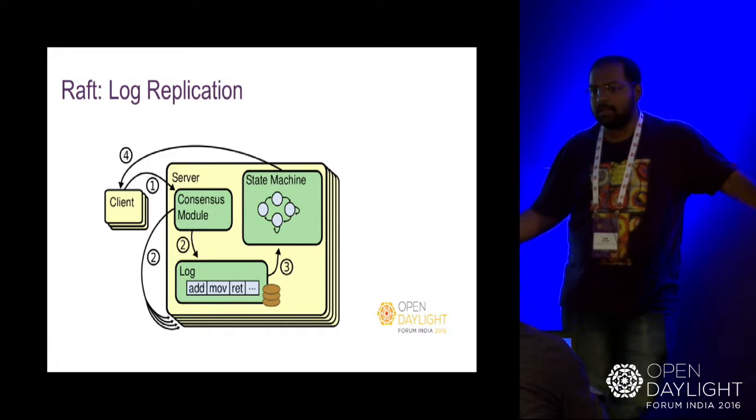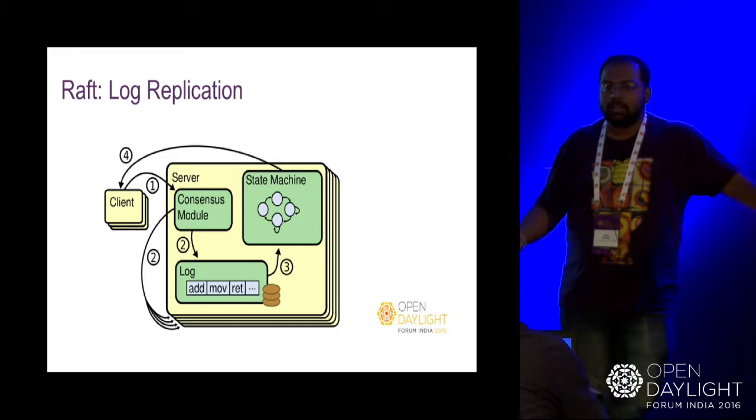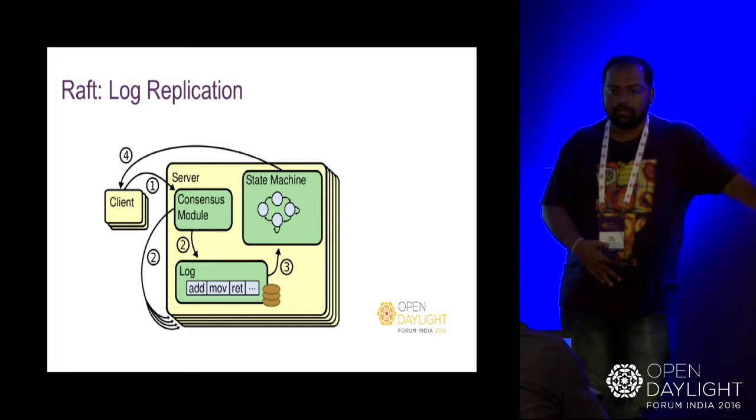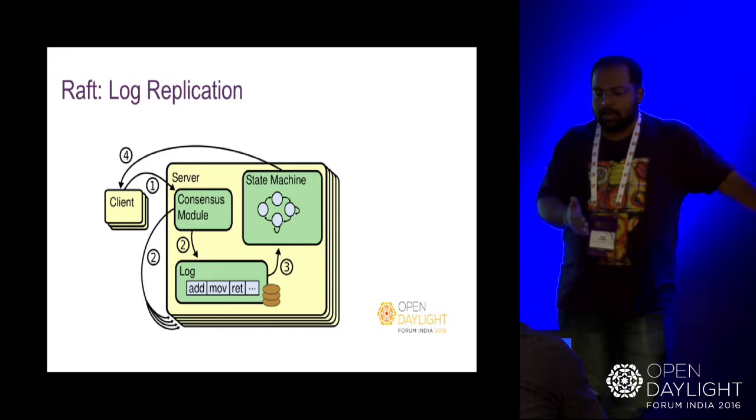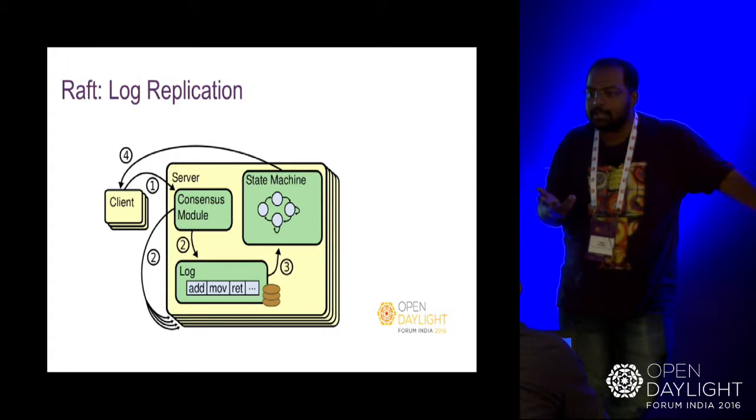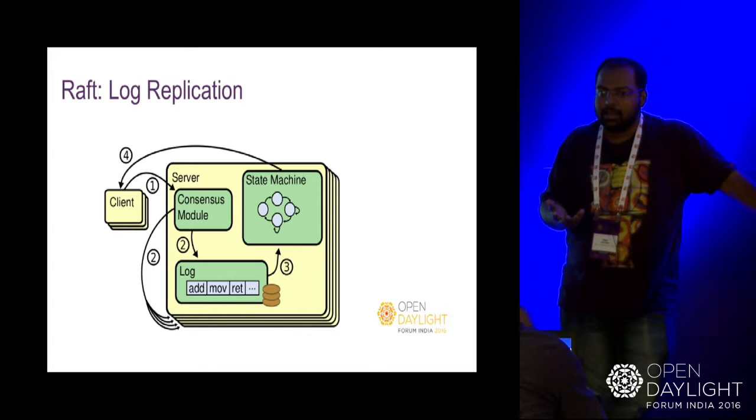Now if they become leaders, basically what they'll do is they'll try to force their logs on the followers, and if the followers have committed entries ahead in the log, basically they will be overwritten. So that cannot be allowed, because once an entry is committed, it is applied to the state machine.